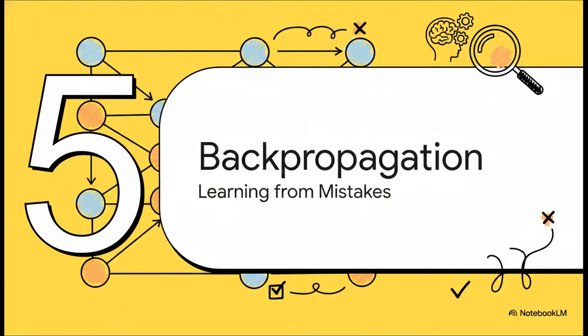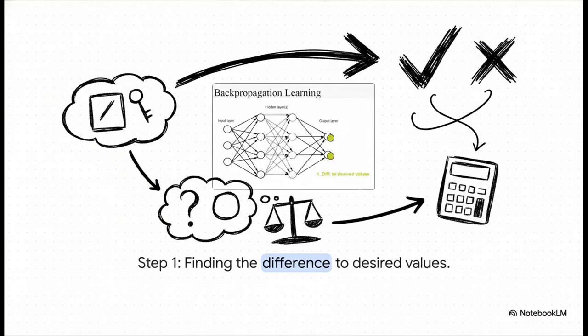All right, Section 5, learning through backpropagation. This is how we learn from mistakes. So here's the million-dollar question. How does this massive network actually learn? Well, it uses a gradient descent algorithm. Let's trace it out visually. Look at the output layer.